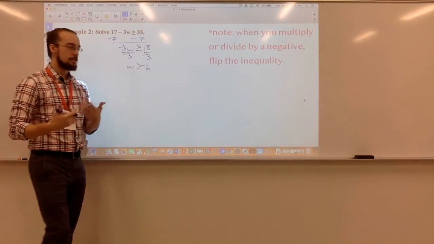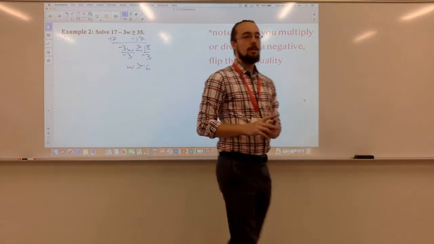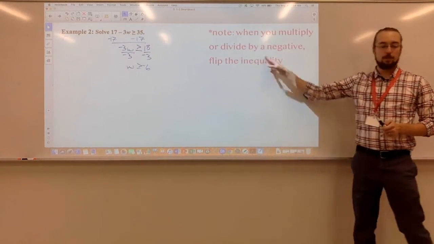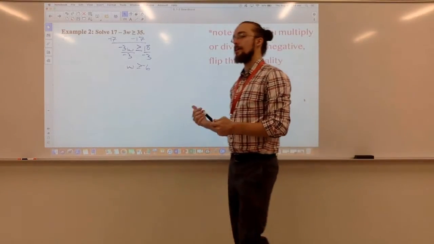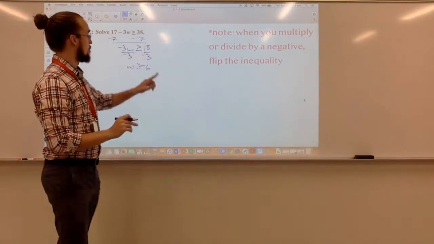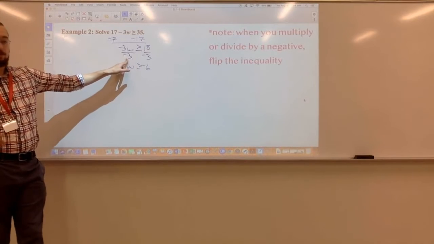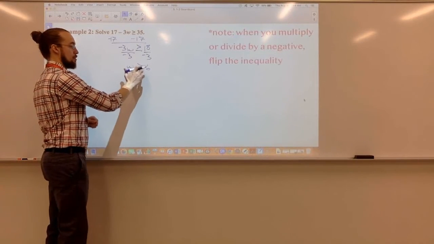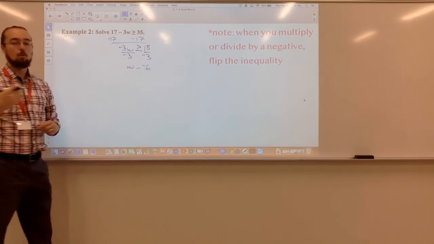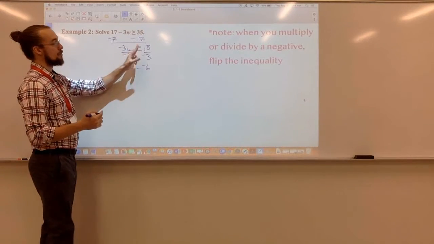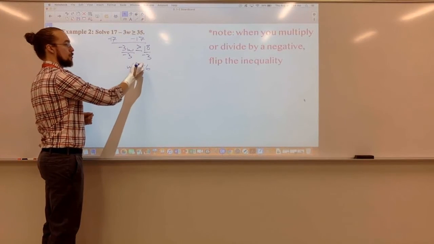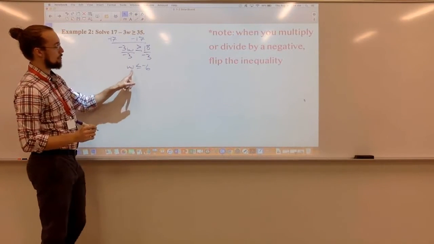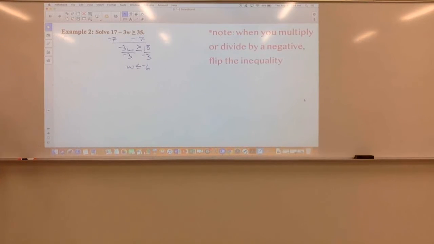Exactly. That's the wrinkle here. Make sure that you fill in that little note on your paper. When you multiply or divide by a negative number, in this case we divided by negative 3, whenever I multiply or divide by a negative, I have to flip the inequality. So it did say greater than or equal to. When I divide by a negative, I have to flip it and make it less than or equal to.